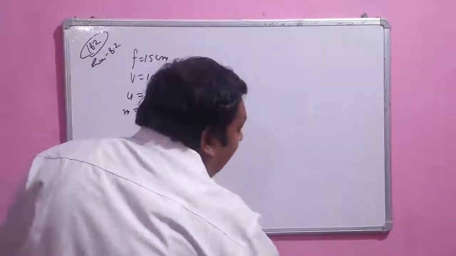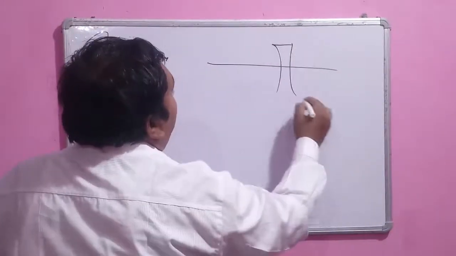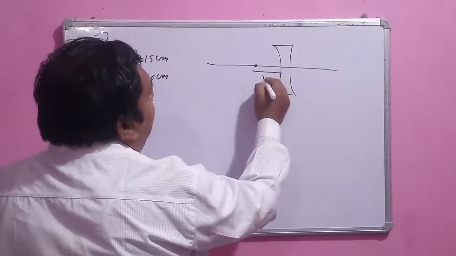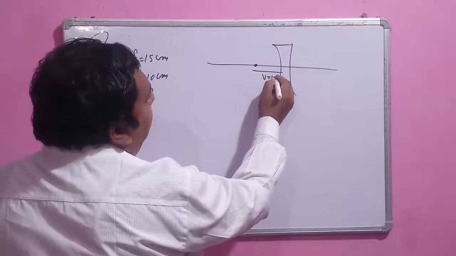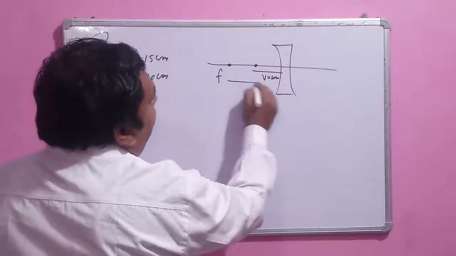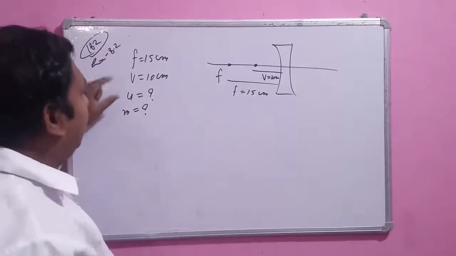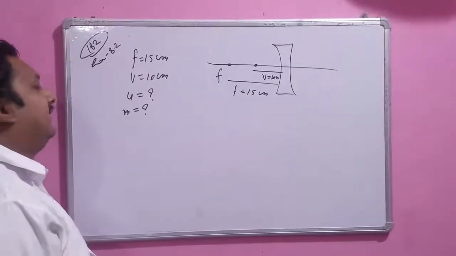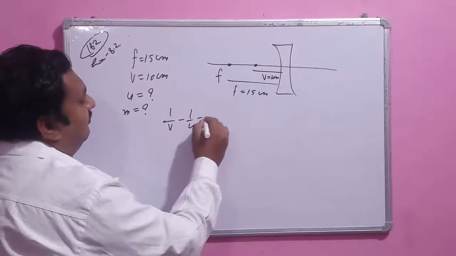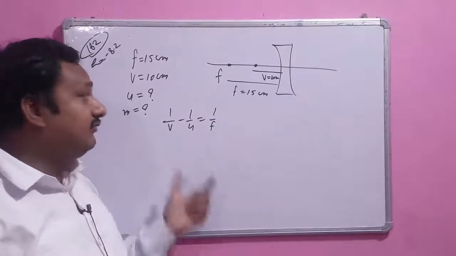Sorry, I was pronouncing mirror. So here, there is a concave lens, and let's suppose this distance is v, v equal to 10 centimeter, and here there is a focus, and this distance f is given as 15 centimeter. Now we have to find the object distance. Now we have to apply the formula 1 upon v minus 1 upon u equal to 1 upon f. That is the formula for the lenses.